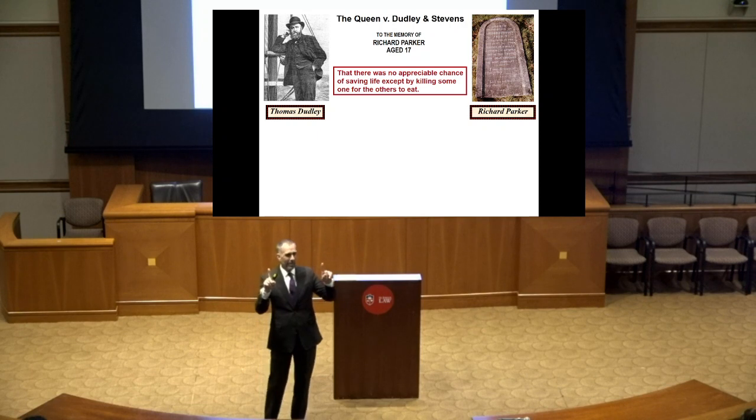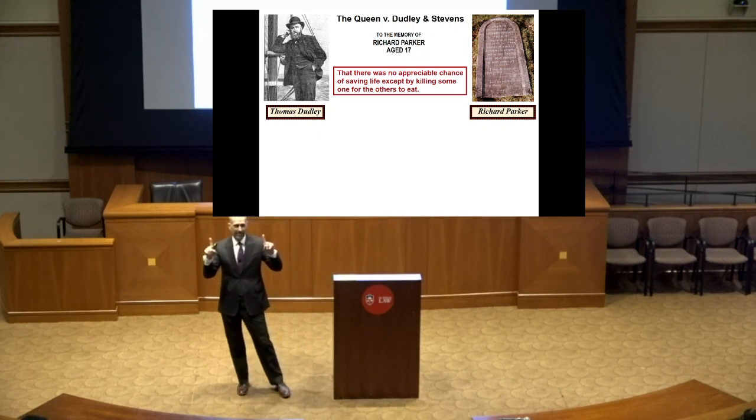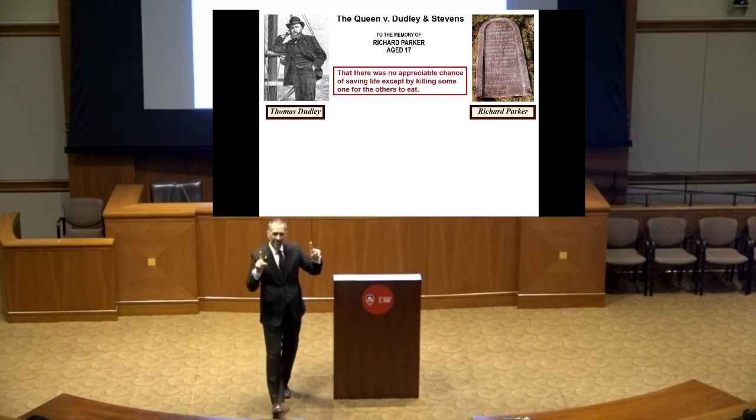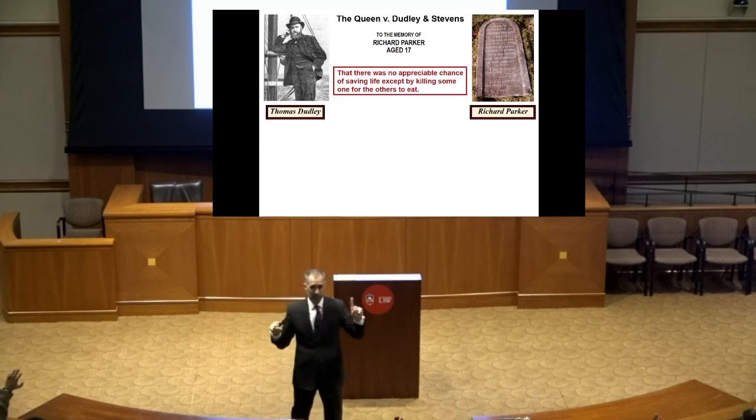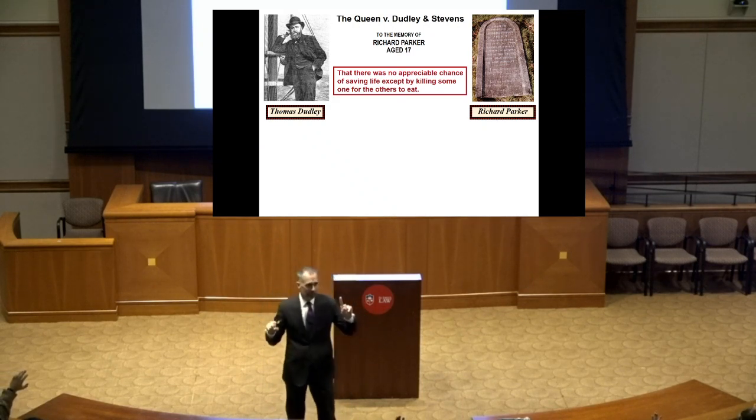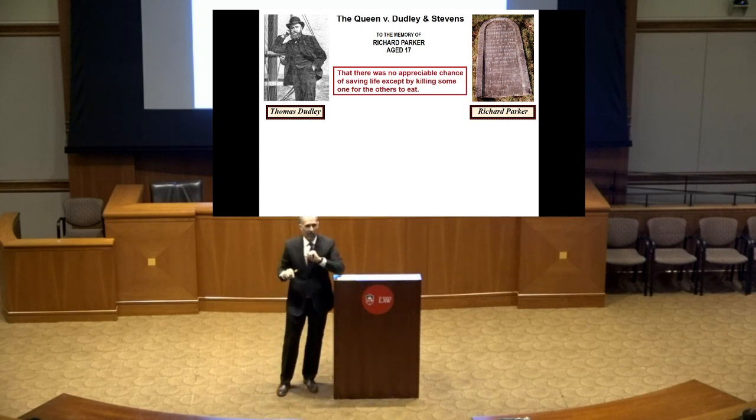Let's do it again. How many of you think Dudley and Stephens should be punished rather severely for what they did? Raise your hands. Okay, I'm guessing that's 40% of you. And how many think that they should not be punished severely, in fact, not punished at all? At least 60% of you. So we got a pretty good even split. Now I want to find out why.